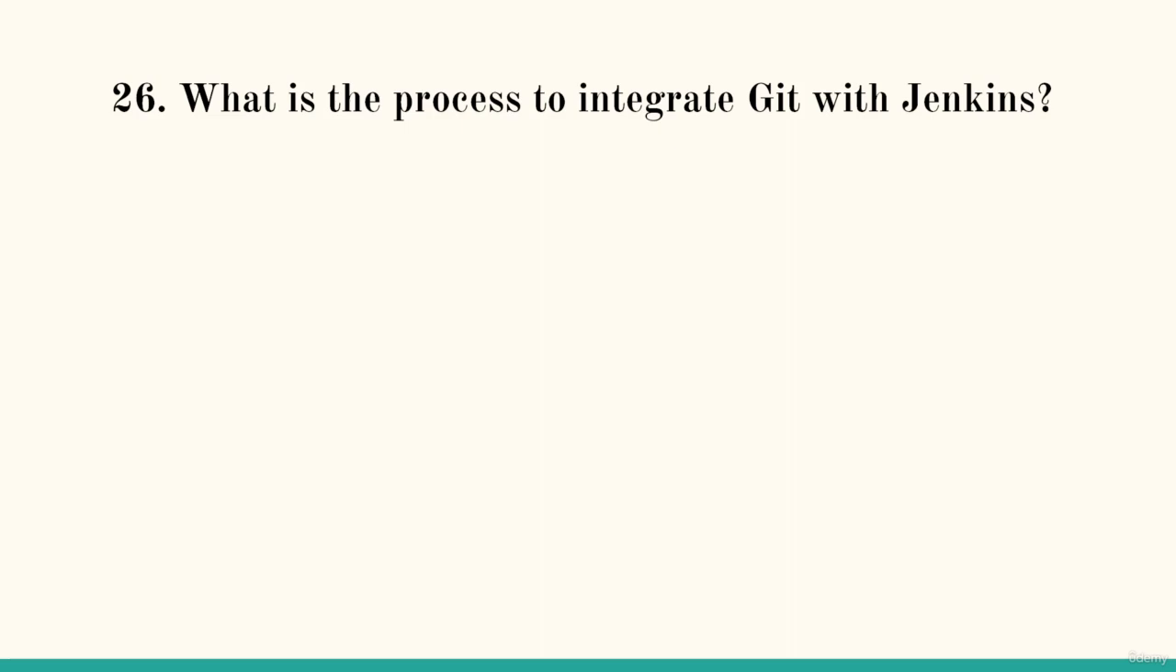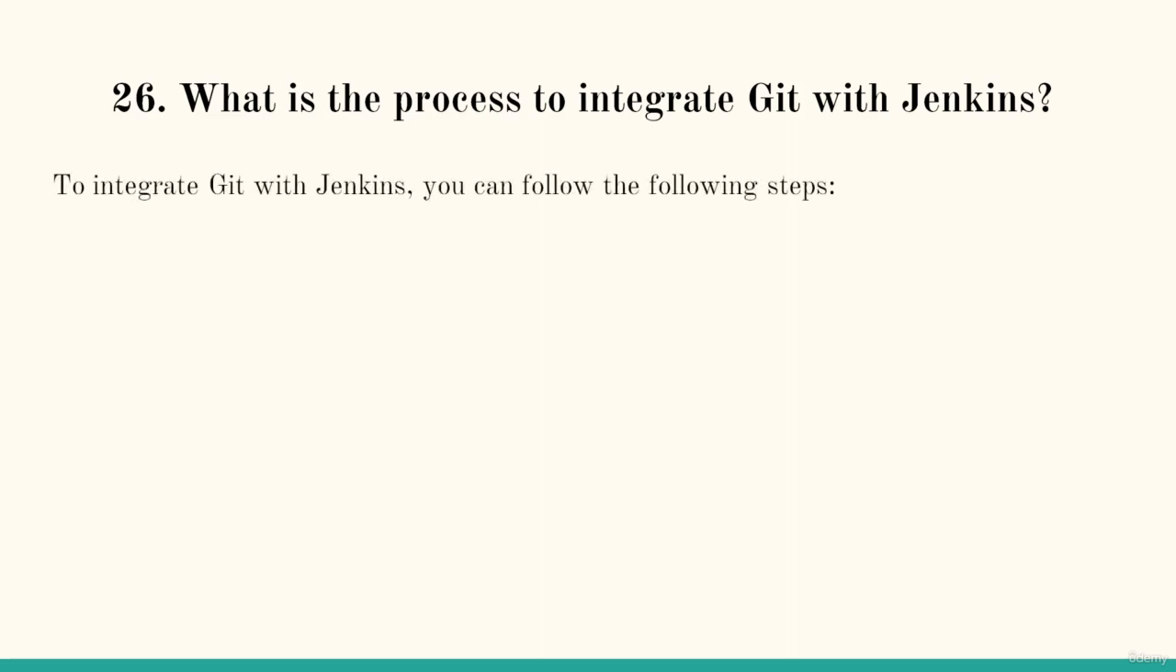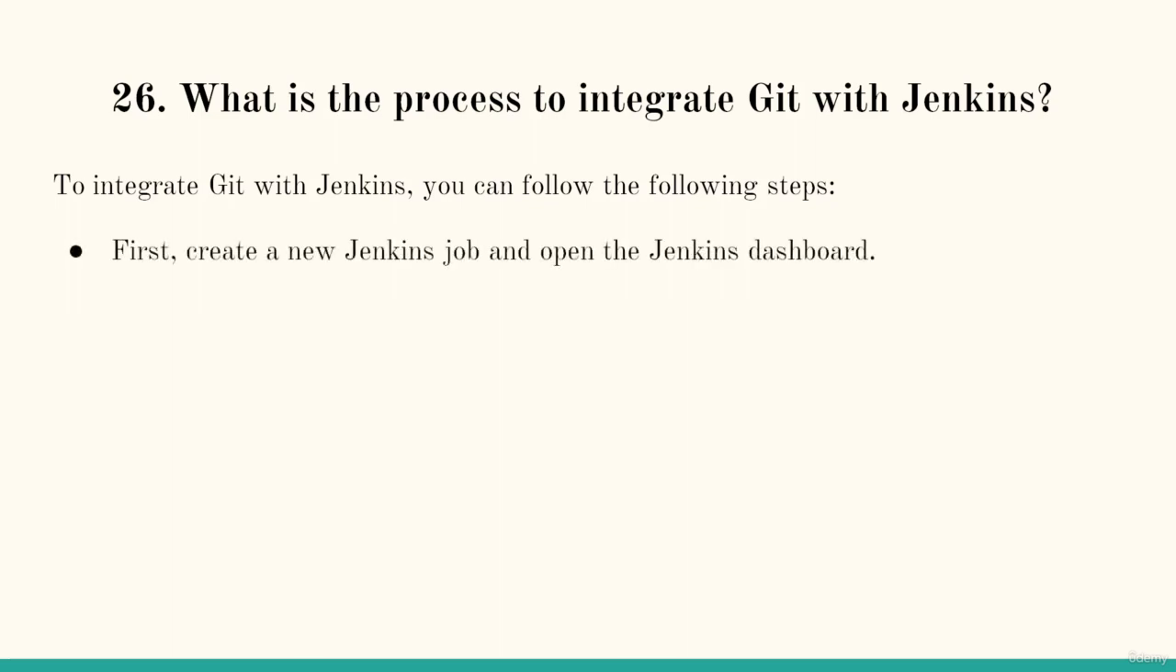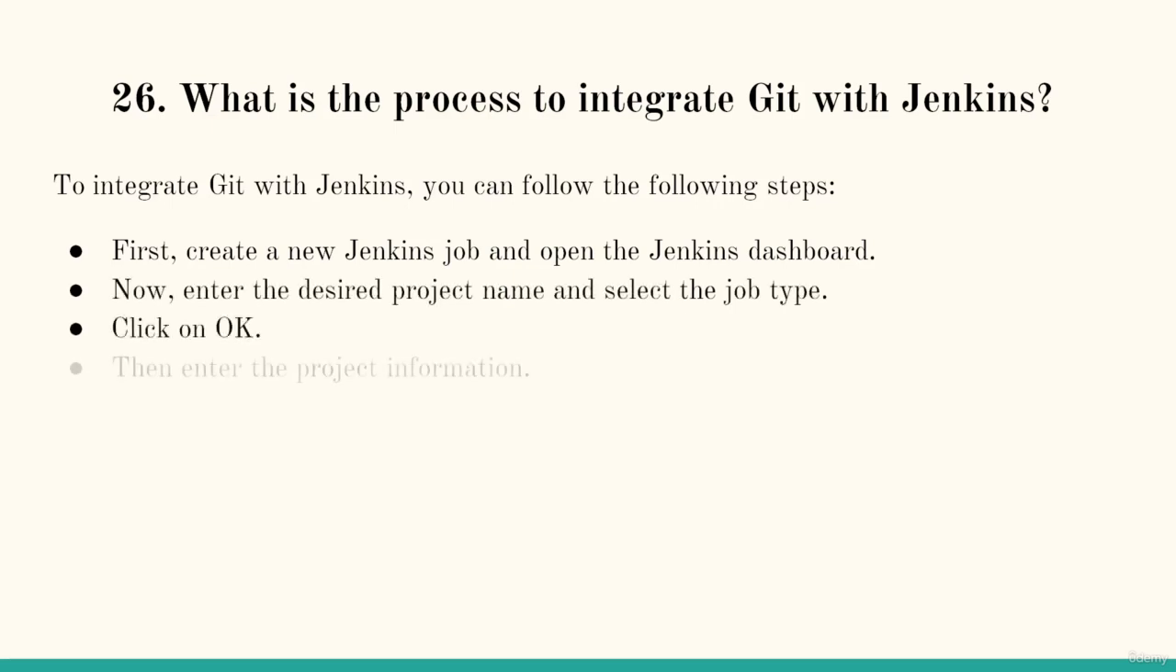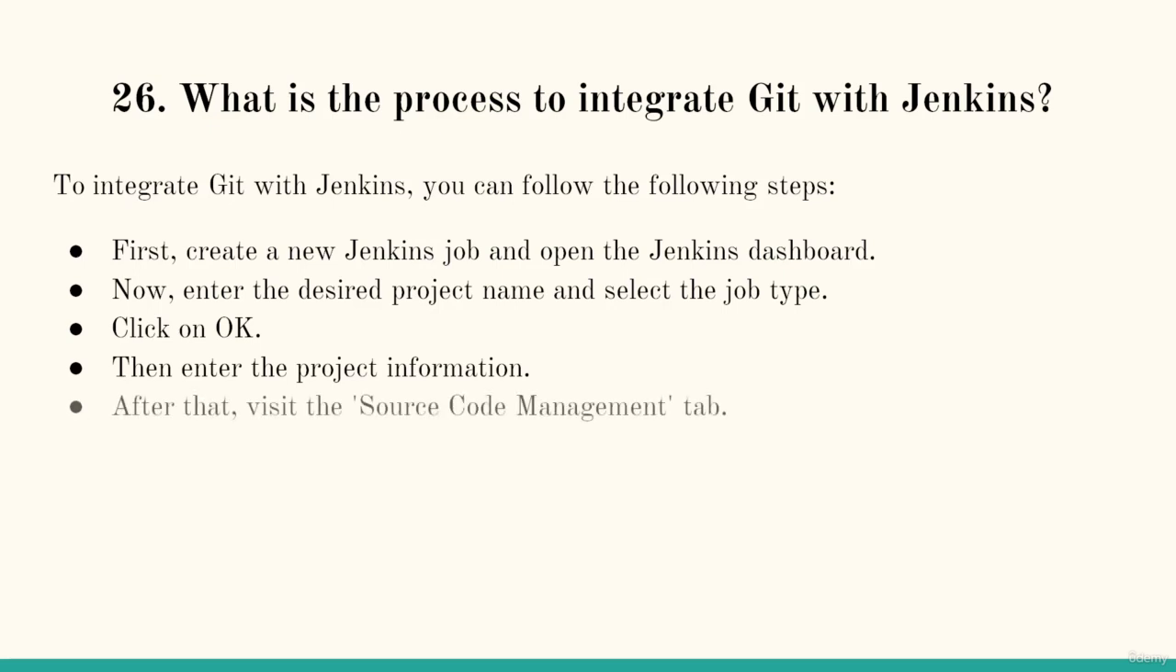What is the process to integrate Git with Jenkins? To integrate Git with Jenkins, you can follow these steps. First, create a new Jenkins job and open the Jenkins dashboard. Enter the desired project name and select the job type. Click OK. Then enter the project information. After that, visit the source code management tab.